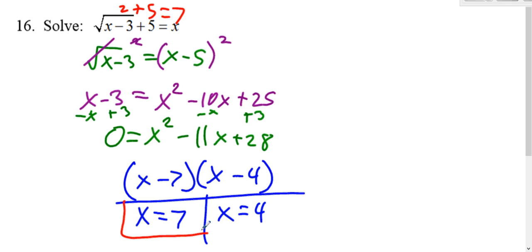Now plug in 4. 4 minus 3 is 1, the square root of 1 is 1. Plus 5 does not equal 4. That's extraneous, so we throw it away. x equals 7 is the only answer.